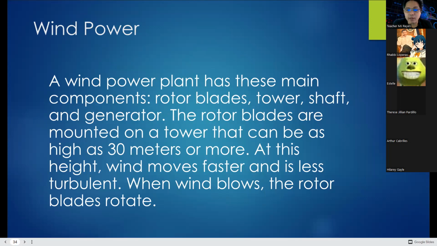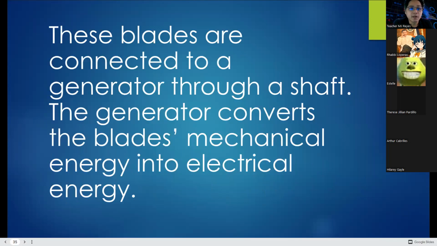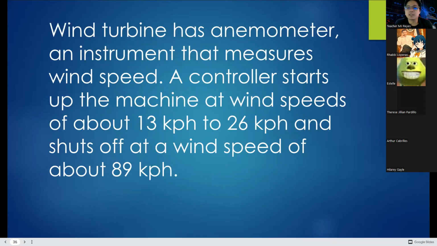When wind blows, the rotor blades rotate. These blades are connected to a generator through a shaft, and the generator converts the blades' mechanical energy into electrical energy. Again, there is the conversion of energy from mechanical to electrical by these blades and the generator. The wind turbine has an anemometer, an instrument that measures wind speed, because wind speed can actually destroy the wind turbine.